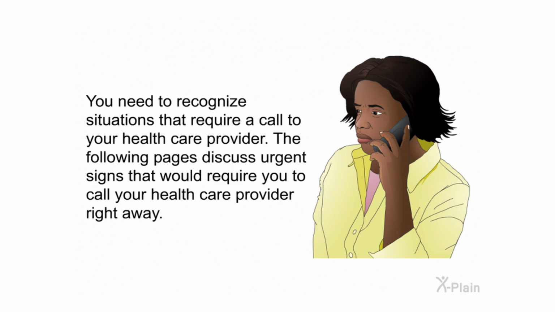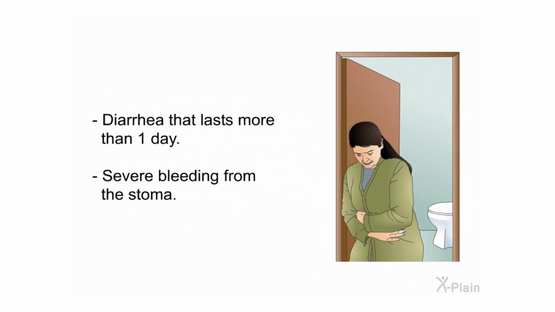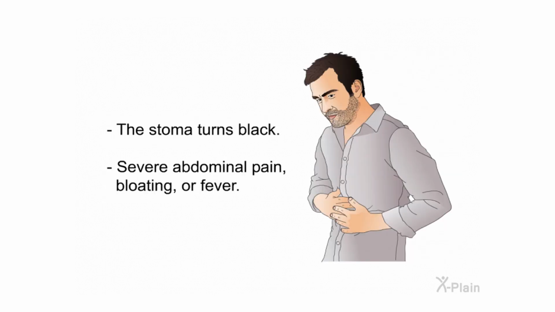Urgent signs. You need to recognize situations that require a call to your healthcare provider. The following pages discuss urgent signs that would require you to call your healthcare provider right away. Diarrhea that lasts more than 1 day. Severe bleeding from the stoma. The stoma turns black. Severe abdominal pain, bloating, or fever.